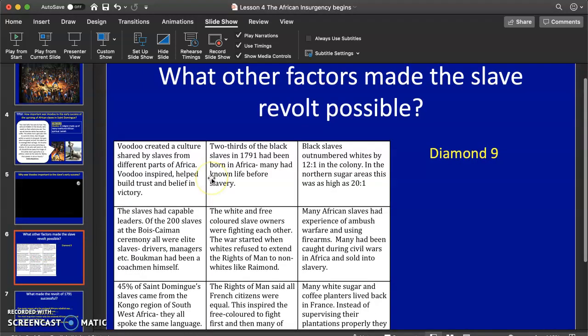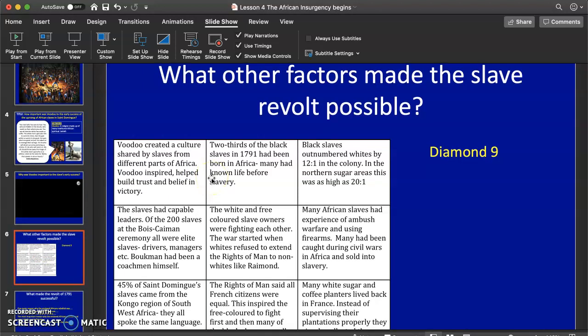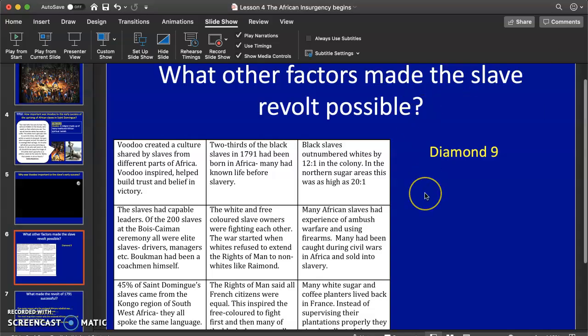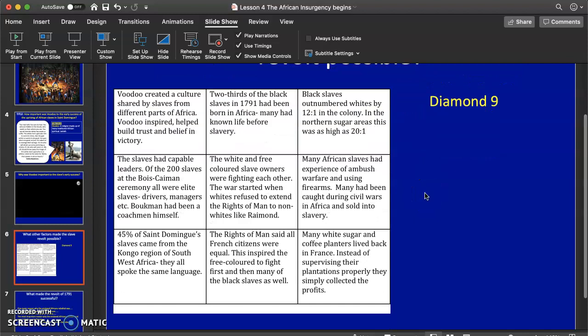Now, what I want you to do after that is I'd like you to open up this file here, Factors in Slave Success. We're going to go through 9 different reasons why the slaves were successful in the first instance in 1791. Now, you saw in the video, after this Boukman ceremony, they went down to the plantations and they set fire to everything. They killed anyone they saw.